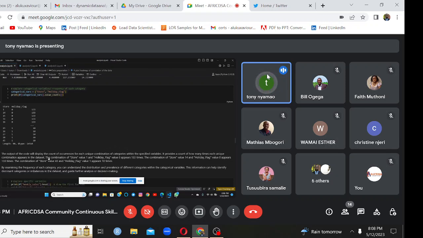Which I've explained down here. The combination of store value 1 and holiday_flag value 0 appears 133 times. The combination of store value 14 and holiday_flag value 0 appears 133 times, which is up here. Store 1, 0, 133 times. Store 14, 0, 133 times.